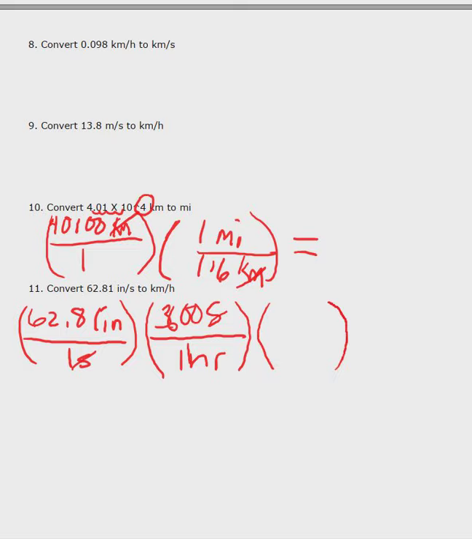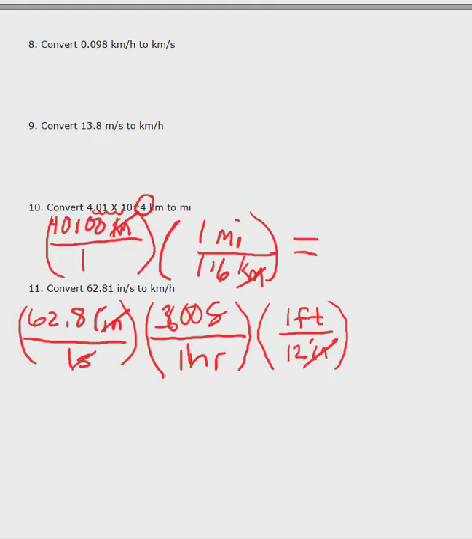So we take a conversion, and we want to cancel the inches, so we put it on the bottom. So we know that 12 inches are in 1 foot. So the inches cancel. So we're left with feet per hour. We're still looking for kilometers.